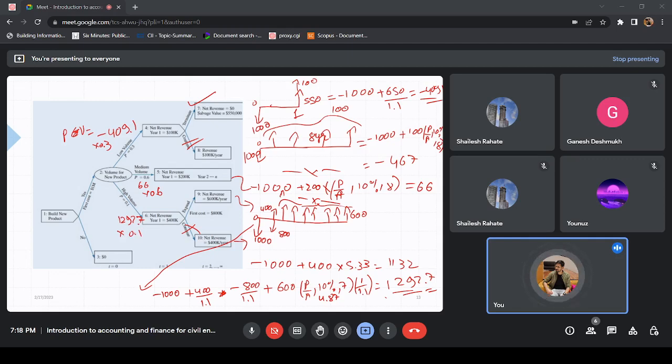Any confusion in this part? Okay, so this comes out to be 46.14. That is a positive value and obviously greater than 0, right? So you will be going on with yes, let's build the new product.